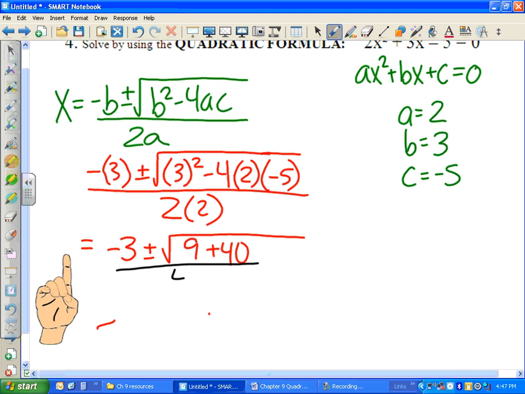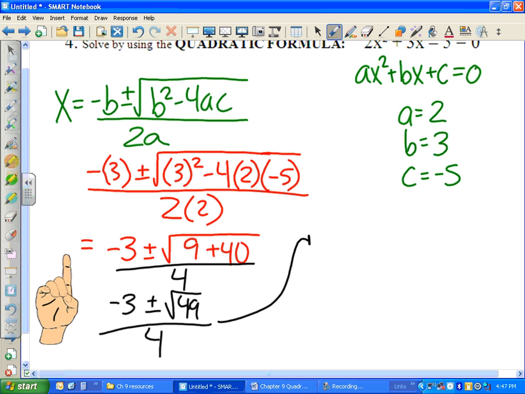All over 4. Okay, I'm going to try and make some room here, otherwise I'm going to run out of room. -3 plus or minus, well, it's going to be square root of 49, all over 4. Square root of 49 is what? 7. -3 plus or minus 7 all over 4.